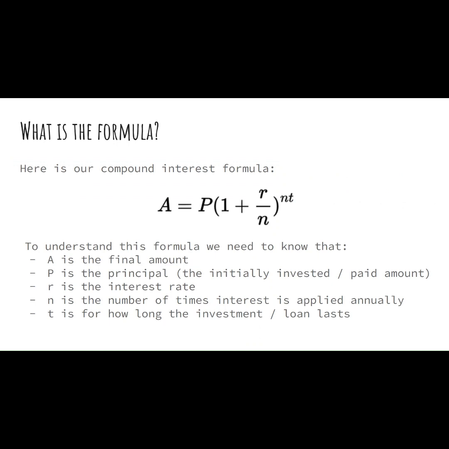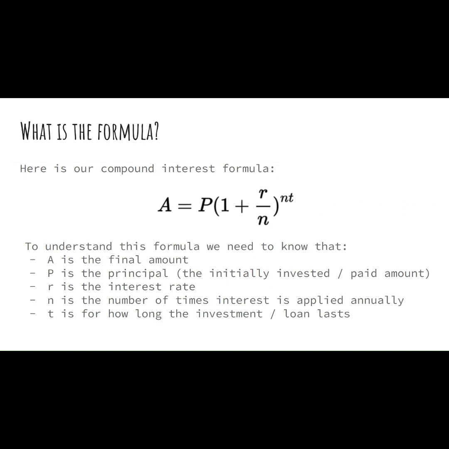But what is the formula? So here is our compound interest formula: A equals P, brackets 1 plus R over N, close brackets, to the power of N times T. To understand this formula, we need to know a few things. Firstly, A is the final amount. P is the principal, the initially invested or paid amount. R is our interest rate. N is the number of times interest is applied annually. And T is how long the investment or loan lasts. Notice that it's NT, so it's N times T.